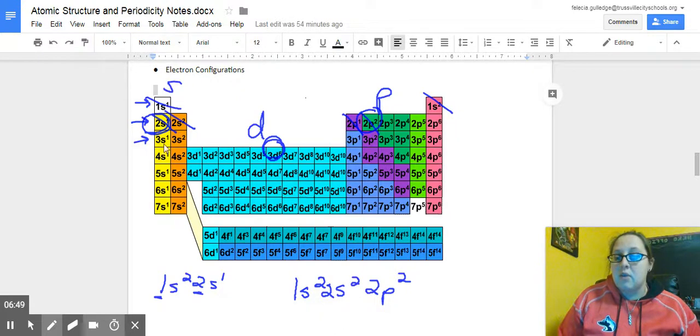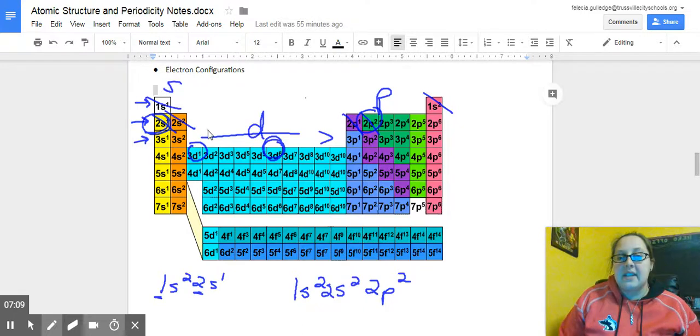2p6, 3s2, 3p6, 4s2, and what do you notice here? Once you hit this D block, you're actually moving up an energy level. The reason for this is because really where these guys should reside is on this level here.